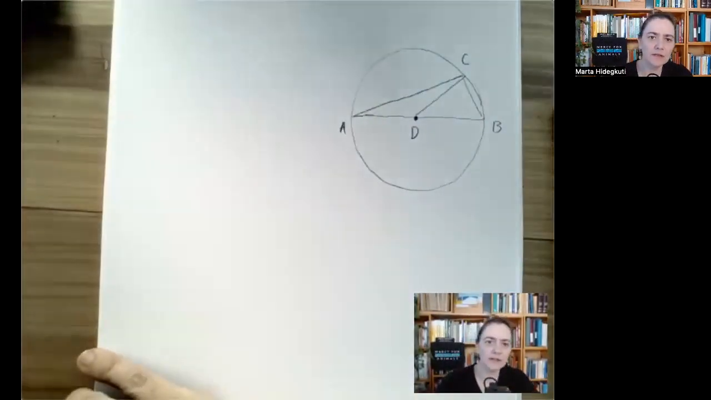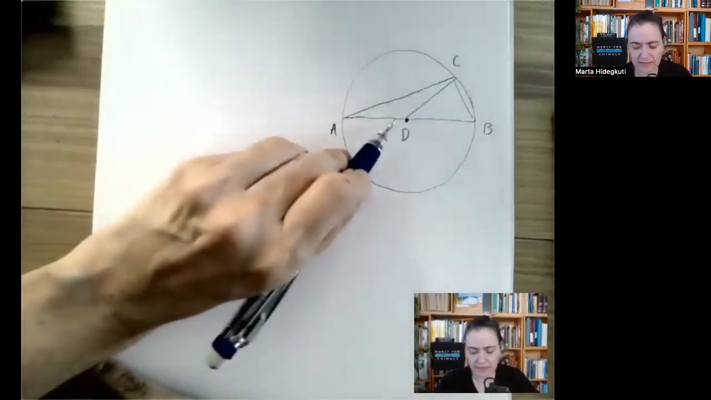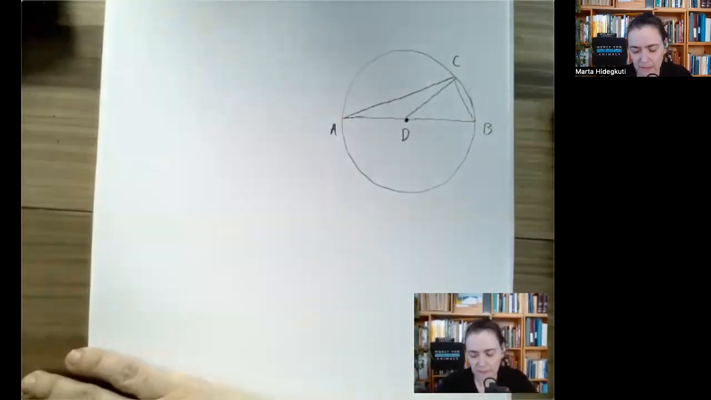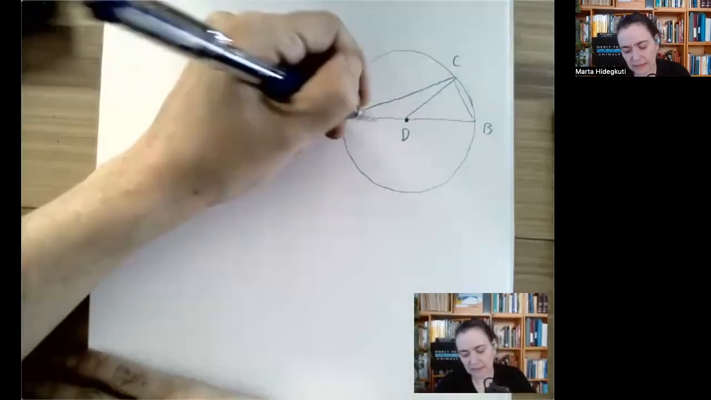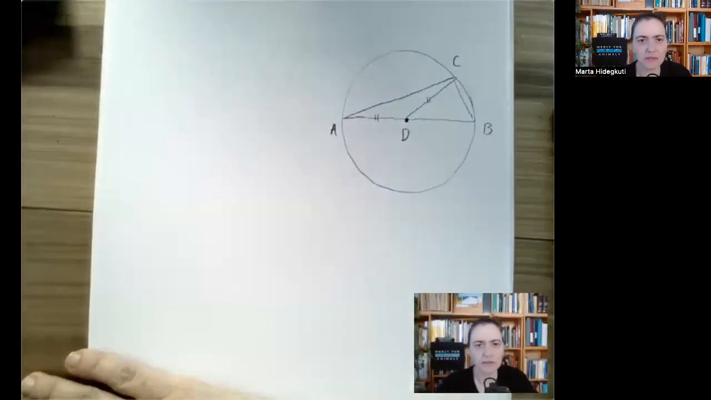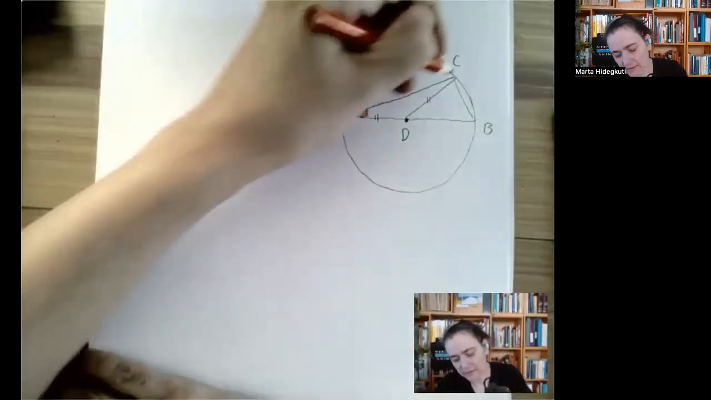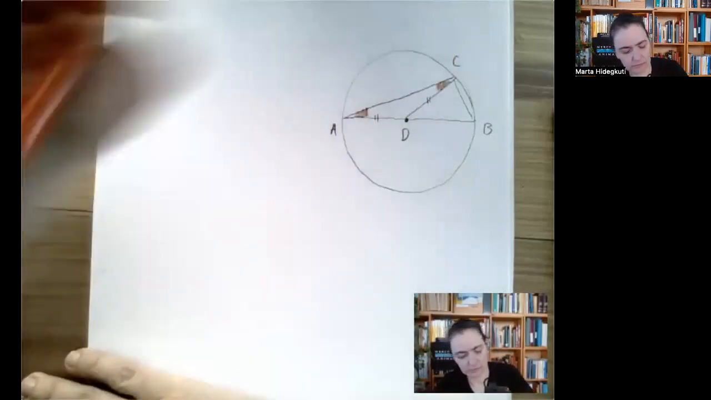Okay. So suppose we're looking at this. This is a diameter, D is the center of the circle. So AD and DC are both radii in the same circle, therefore equally long. Then ADC is an isosceles triangle. Then the angles opposite these two sides are also equal to each other, so we can safely conclude that these two angles are equal to each other.